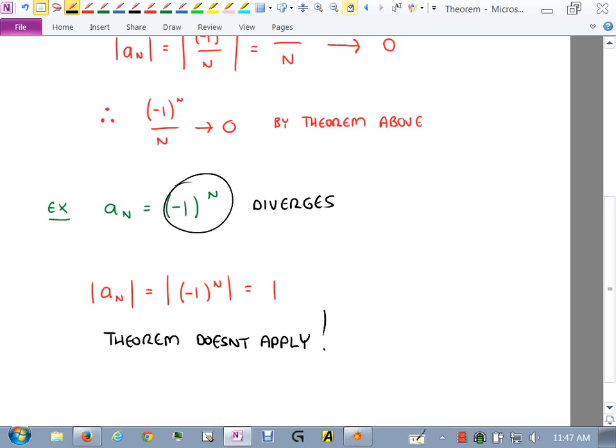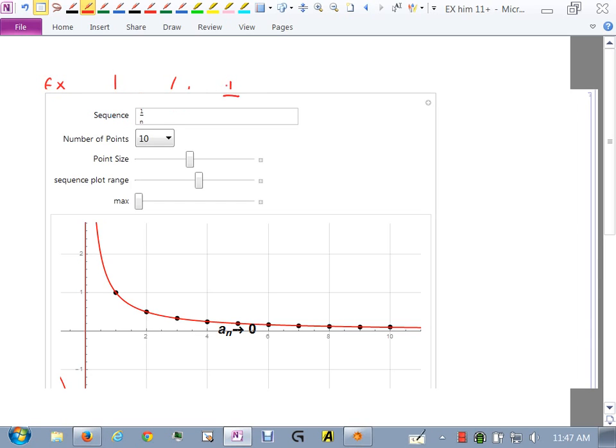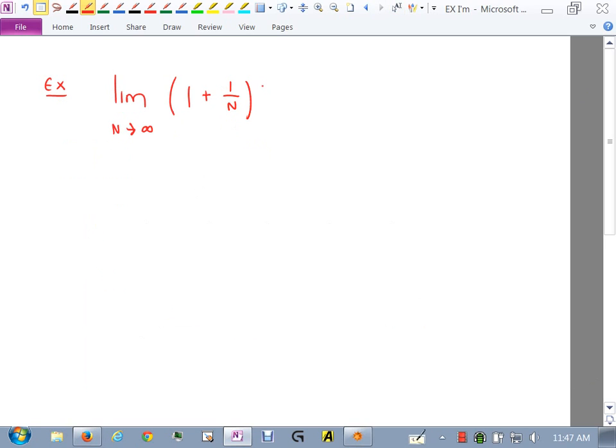Let's do another one. Another example. What's the limit as n goes to infinity of 1 plus 1 over n, to the n?